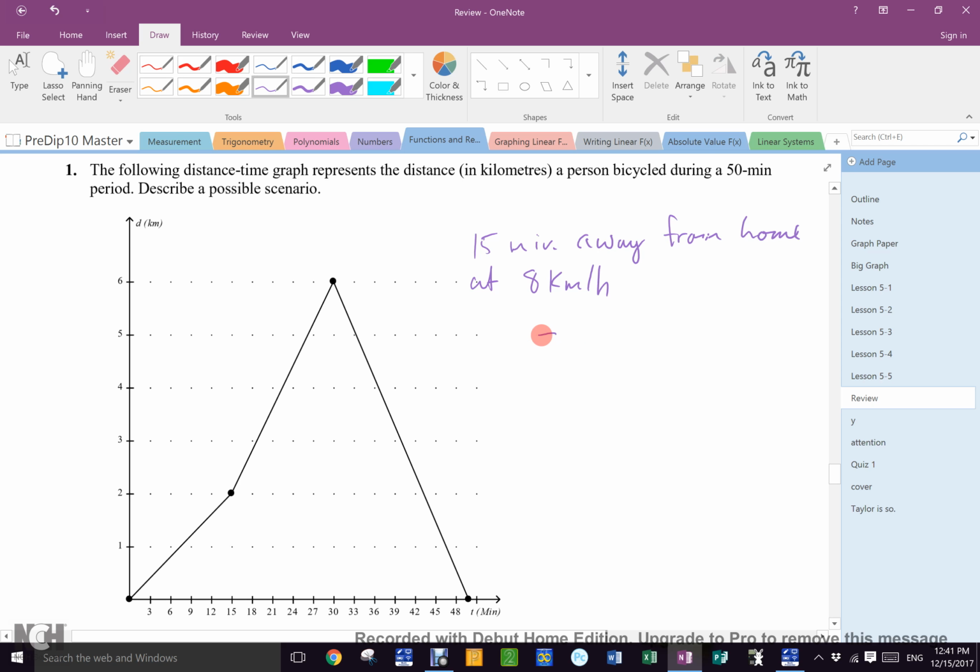He went 2 kilometers in 15 minutes, yes? Oh, okay, yeah, I see now. Okay, you got it? So in 60 minutes, he went 8 km. 60 minutes is 1 hour. Yeah. Okay. What happened then?